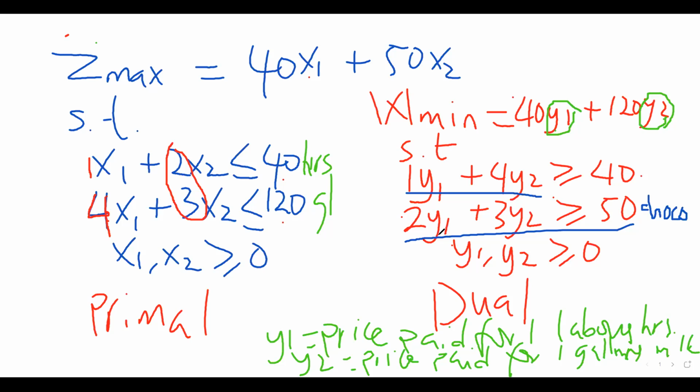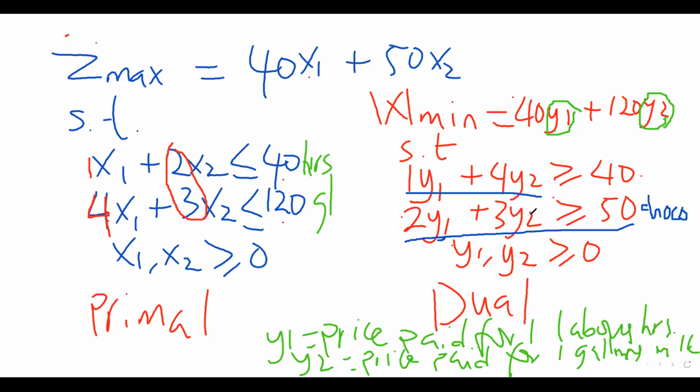That entrepreneur must determine the price to pay for a unit of the resources. And the price he pays is the Y1 and the Y2 here. So that's a price that the person must determine to pay.